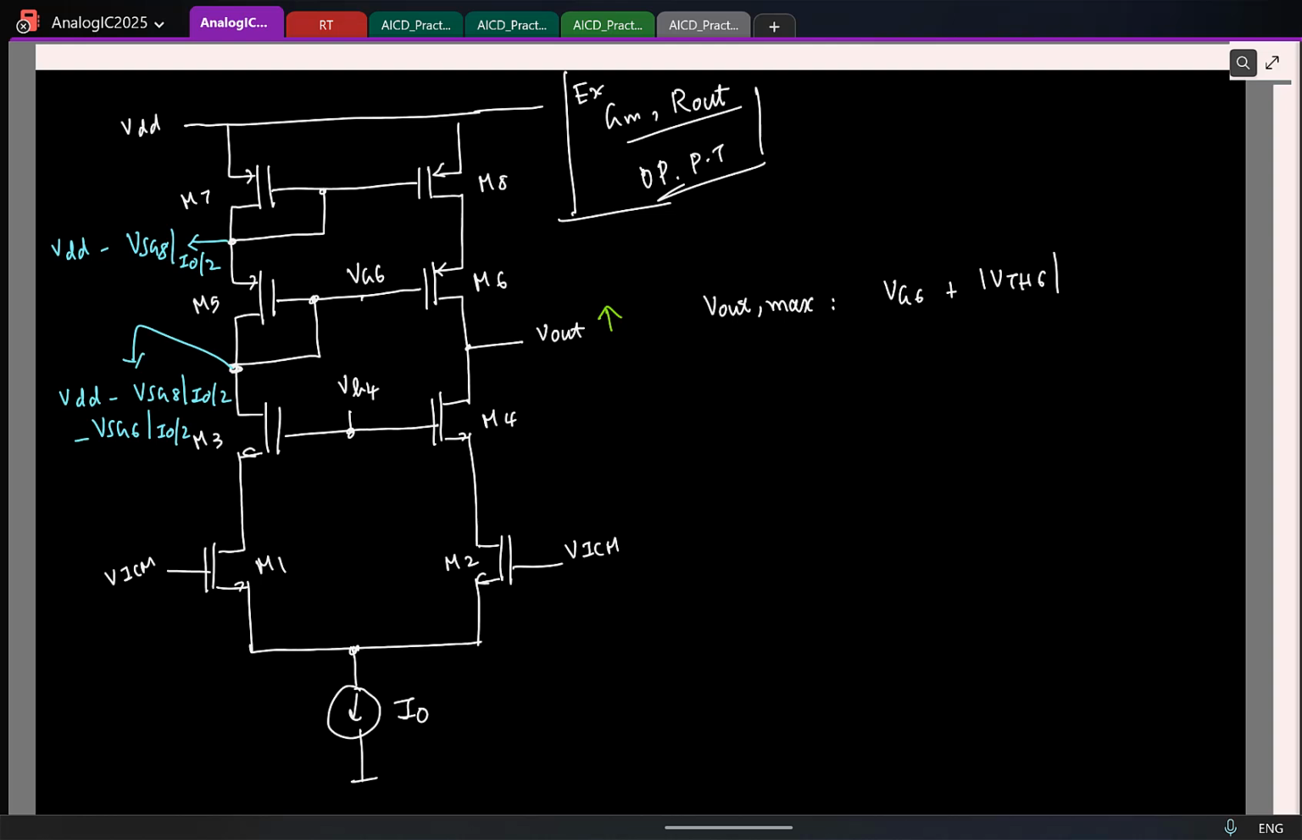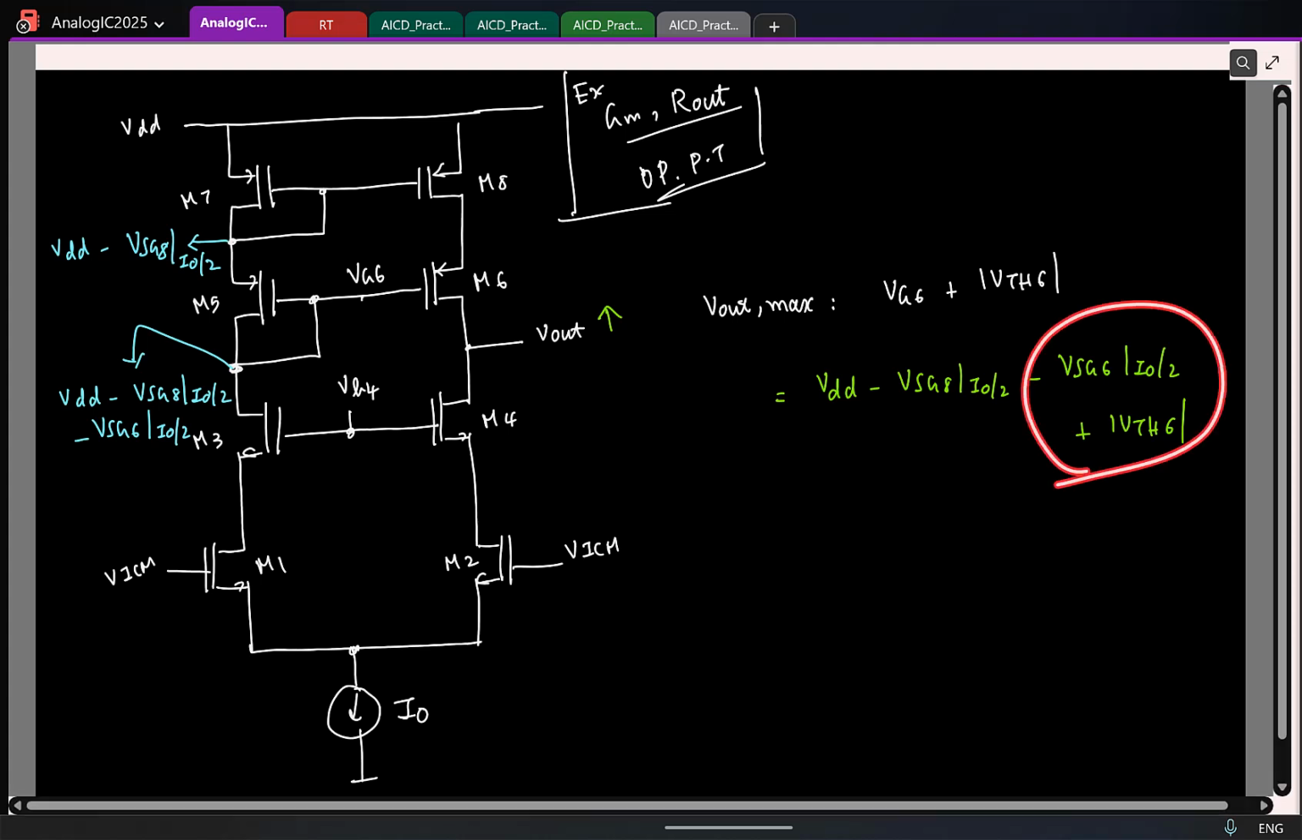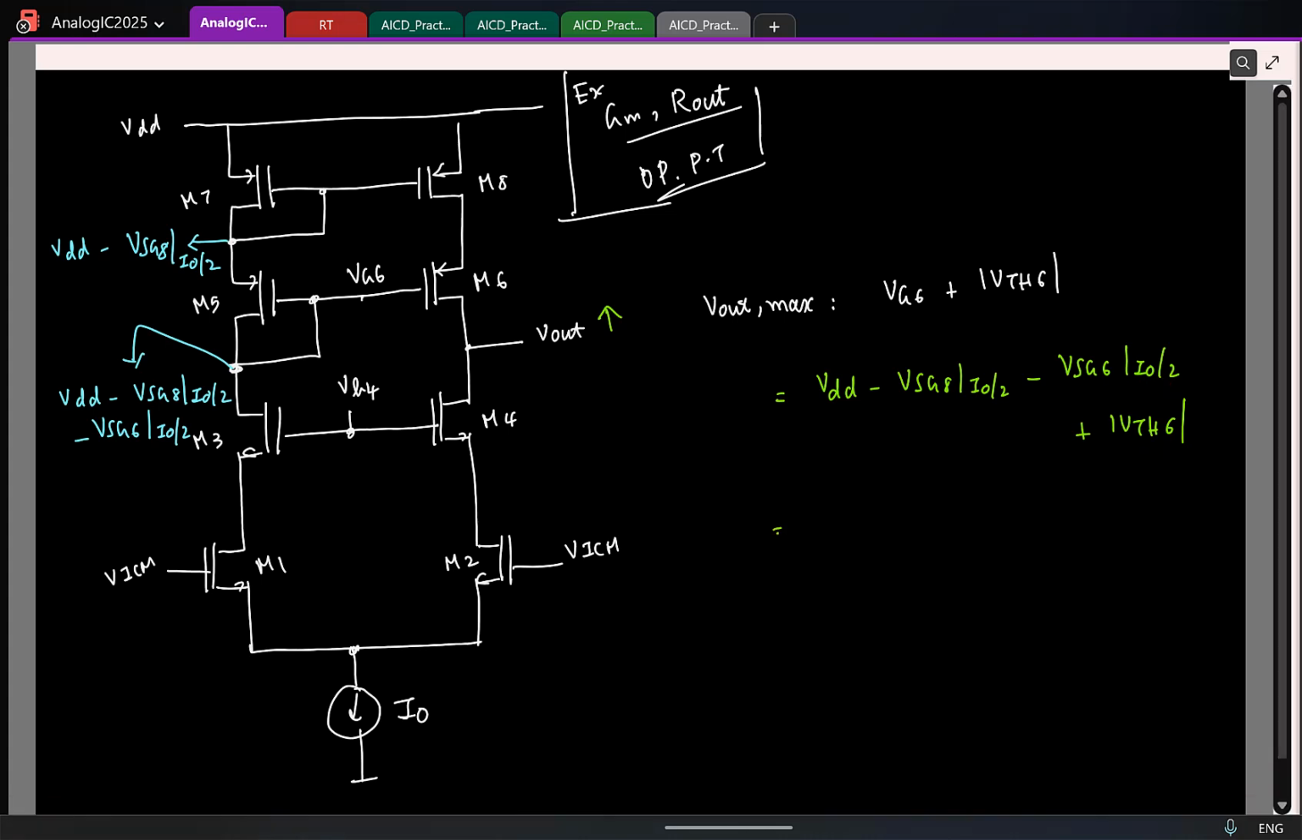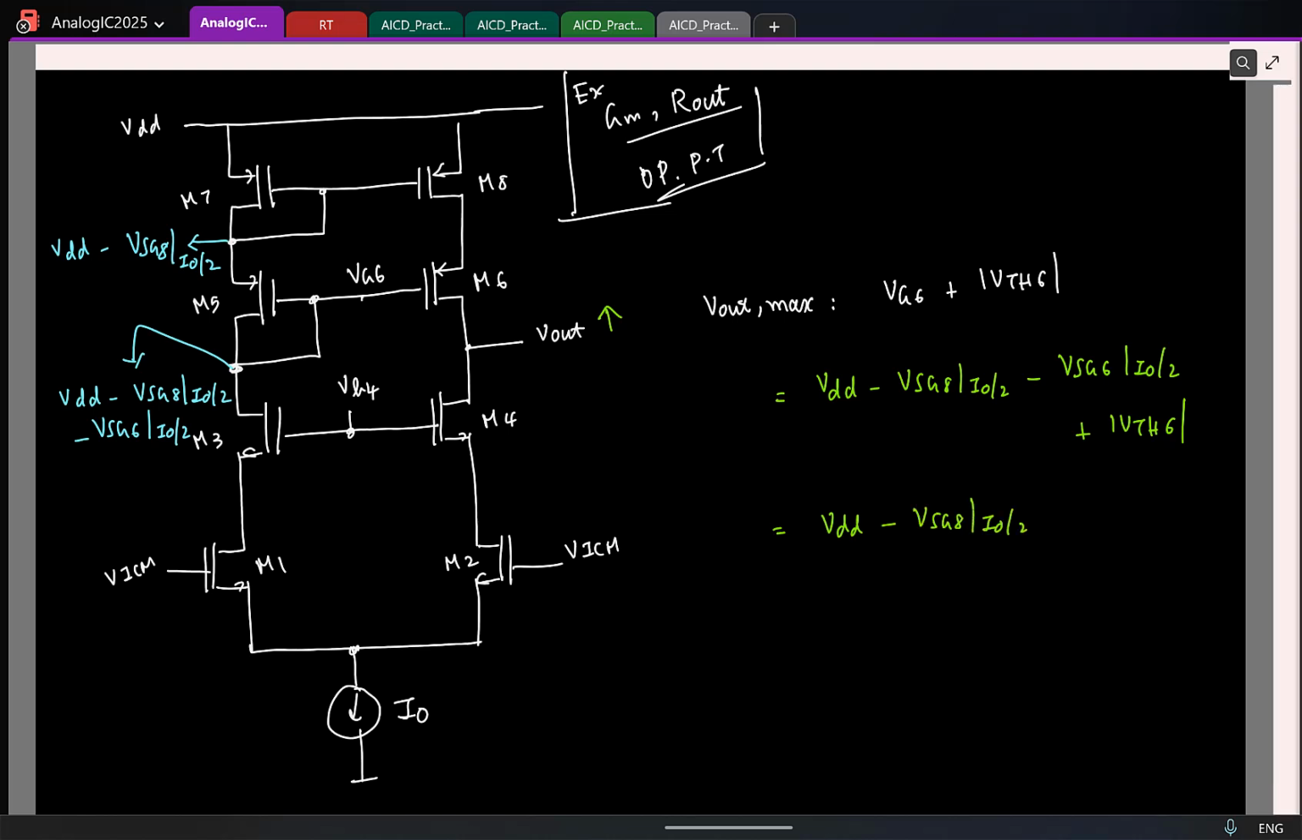Okay. So now we know VG6, let's put it here. So this is going to be the gate voltage, which is VDD minus VSG8 at a current I0 by 2 minus VSG6 at a current I0 by 2 plus mod VTH6. Right? So how does this simplify? I have minus VSG plus mod VTH. That will become the overdrive voltage. So this is VSG8 at a current I0 by 2 minus overdrive voltage of M6 at a current I0 by 2.